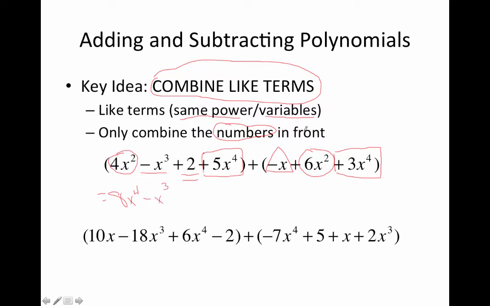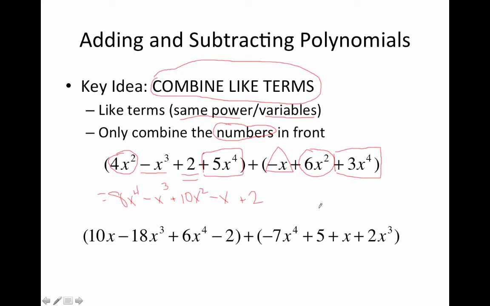I've got a 4x squared and a 6x squared circled. I add the numbers, 10x squared, minus x plus 2. They don't have any like terms, so there's nothing to combine there. Let's look at the second one now.